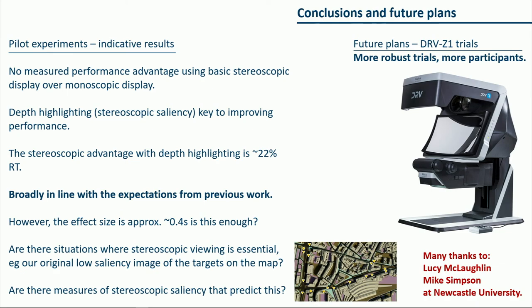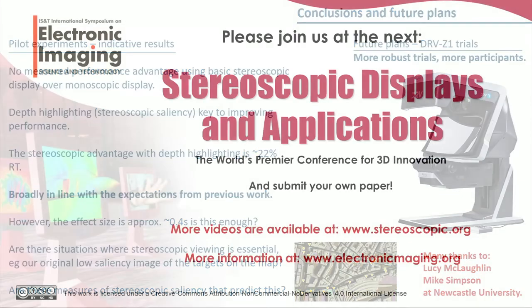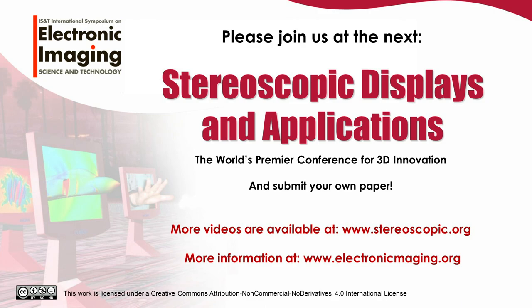And if you go back to our original picture, where the glyphs were not very salient, it might be if we do the depth highlighting in that picture, we'll get a much more significant difference between mono and stereo. So going to the future, we've just ordered a DRV Z1 3D display. We're going to run a set of more robust trials, test this over the next year.